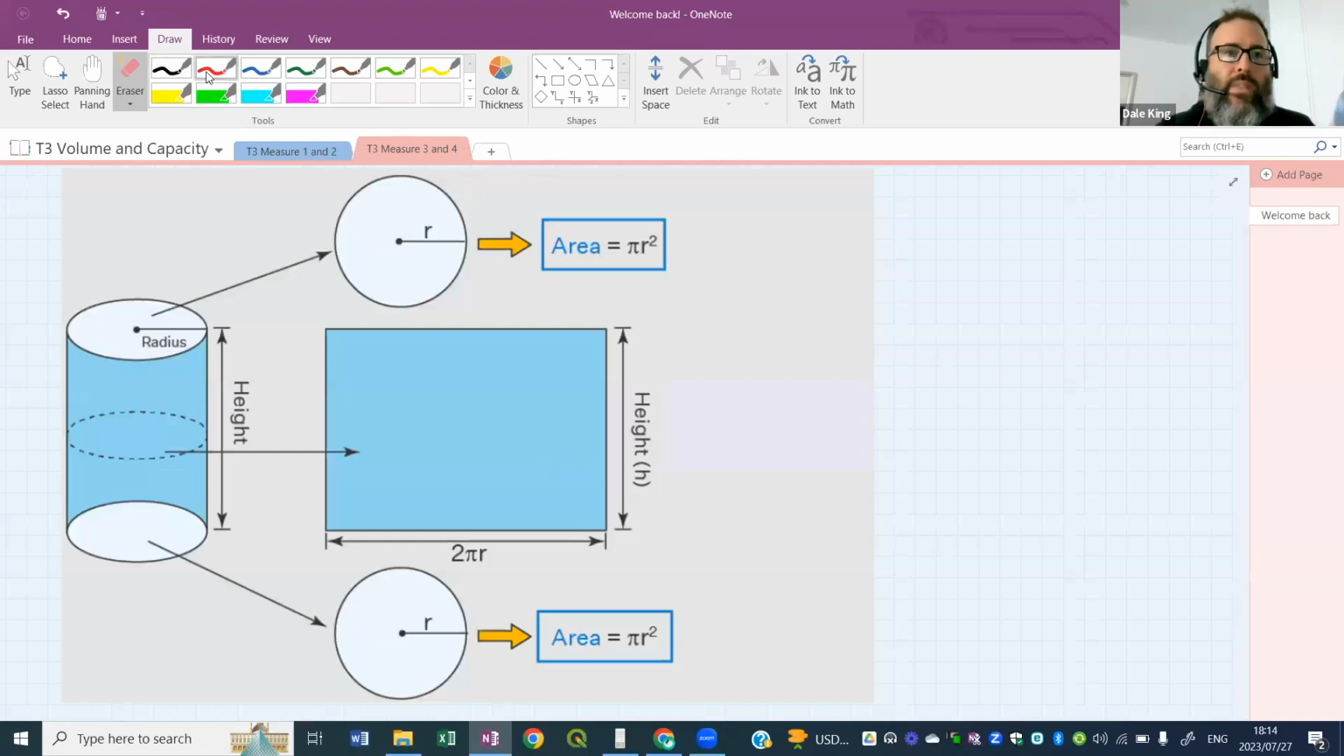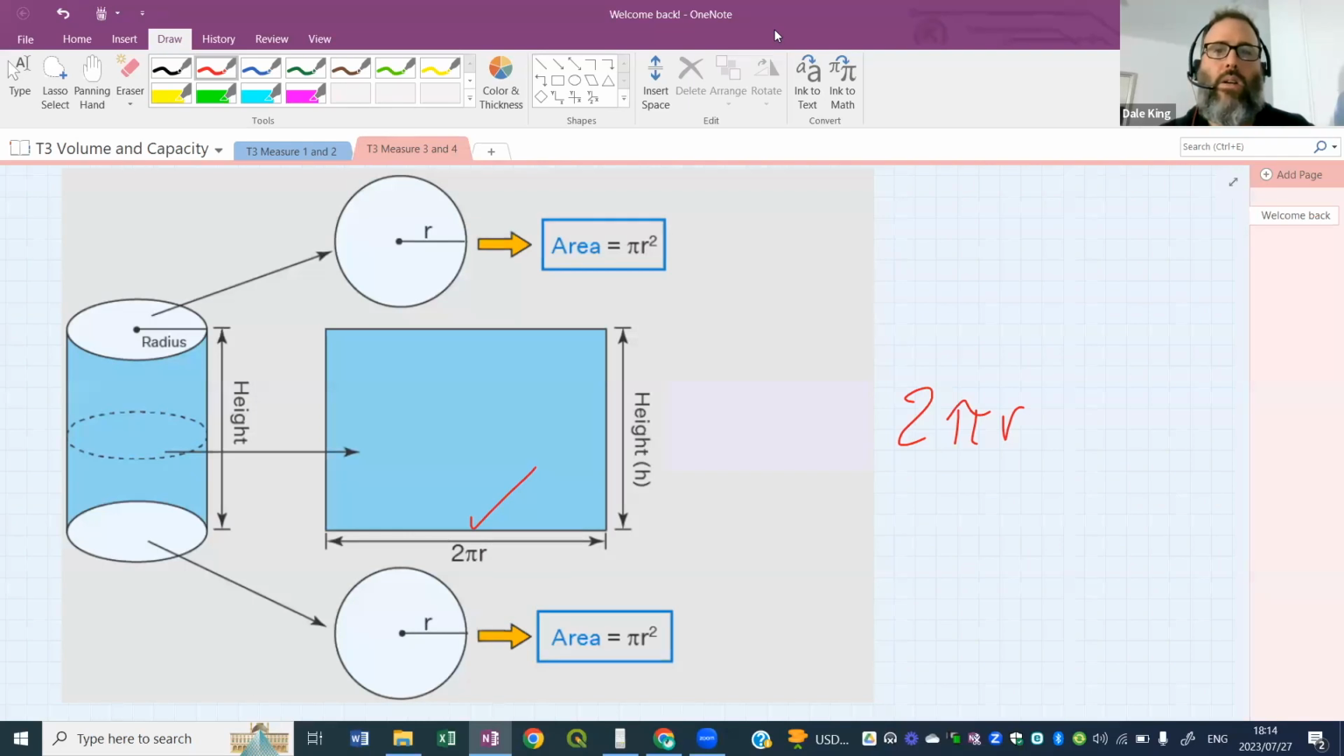Okay. Now, the height dimension on the side here is easy to understand. It's this thing at the bottom that's a little bit difficult. 2 pi r. Why do they say 2 pi r? You can tell me, why do they say 2 pi r for this length here at the bottom? What is 2 pi r actually?